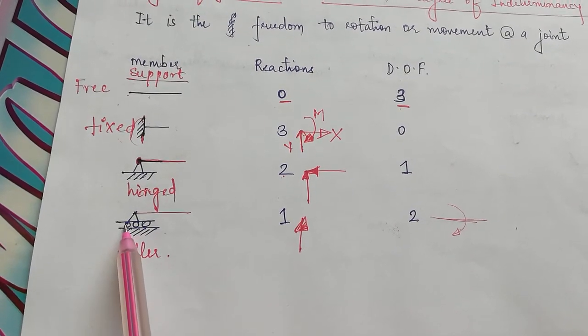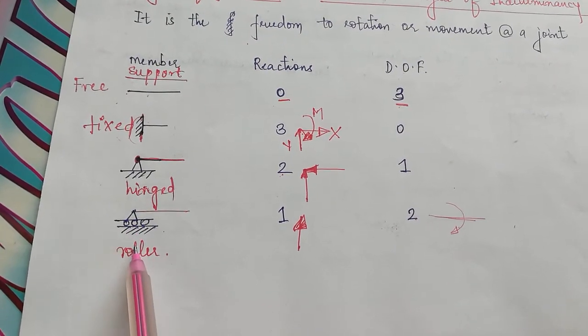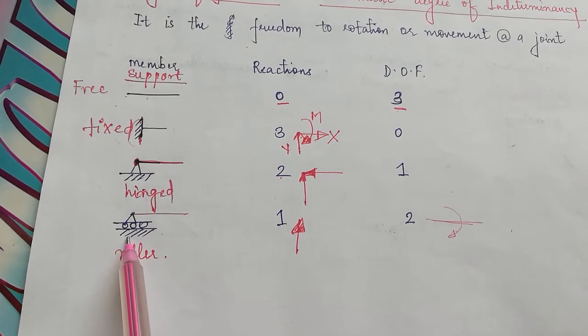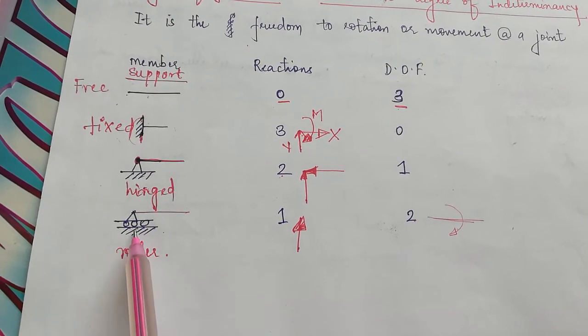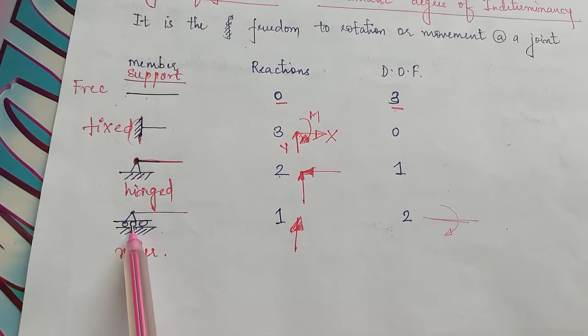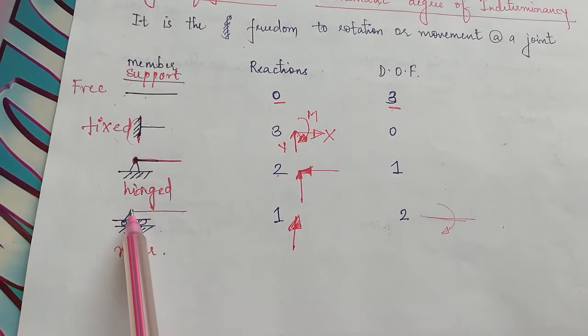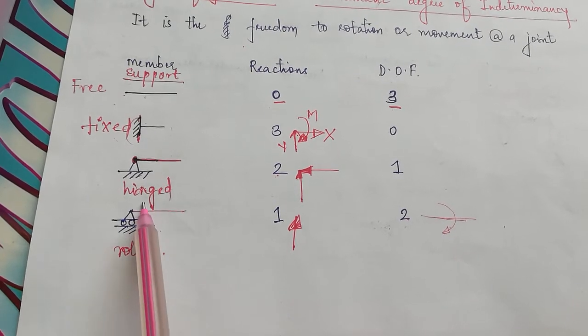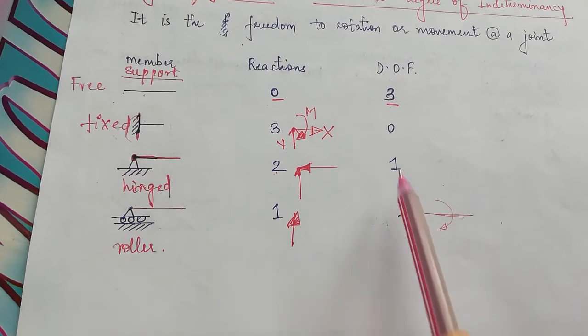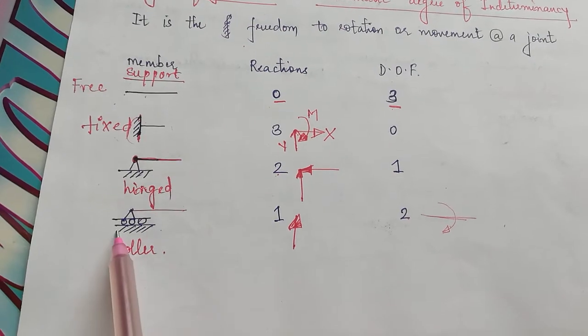Next, a roller support. Now, a roller is having only one reaction, that is in the y direction, whereas this roller can freely move in x direction and it can rotate in the z direction. That's why the degree of freedom is 2. Okay.